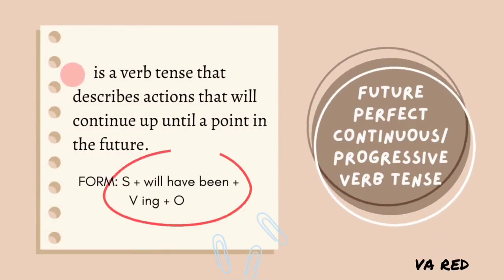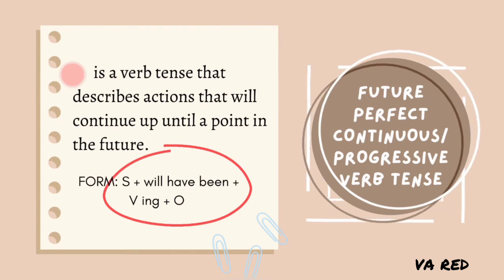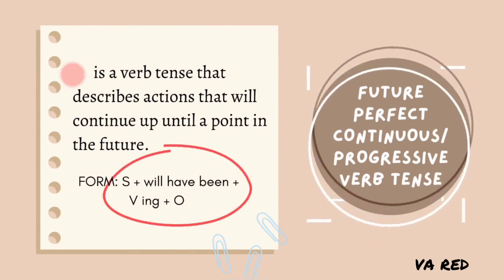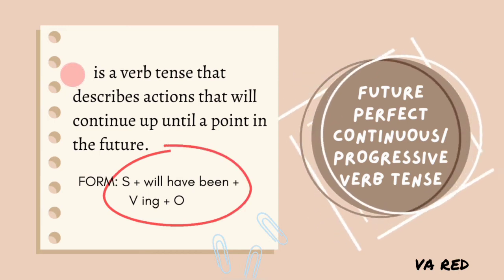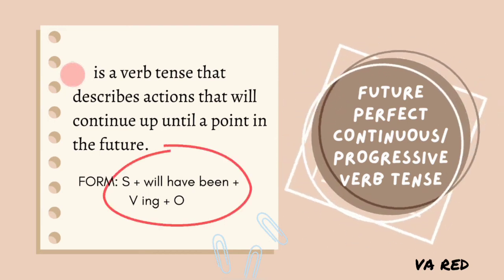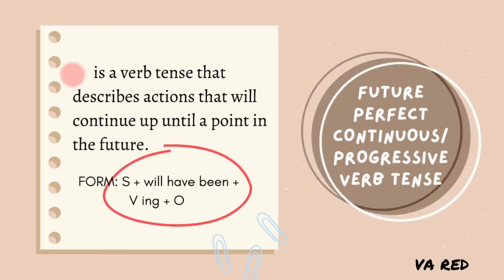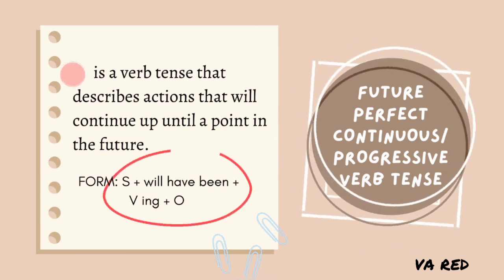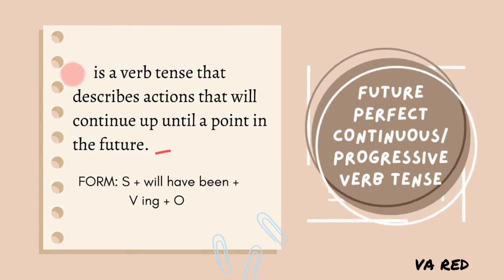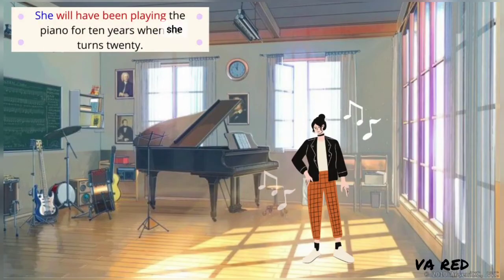Future perfect continuous or future perfect progressive verb tense is a verb tense that describes actions that will continue up until a point in the future. Ito yung patuloy na kilos sa hinaharap na may tiyak na tagal o panahon. And the formula for this is subject plus will have been plus verb in present tense form plus object.